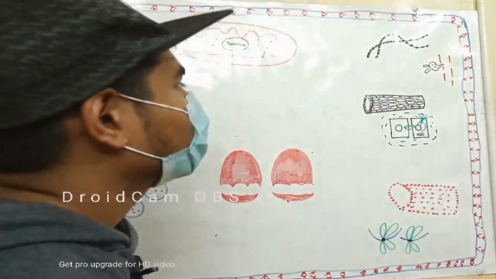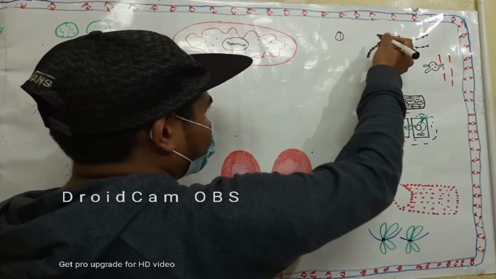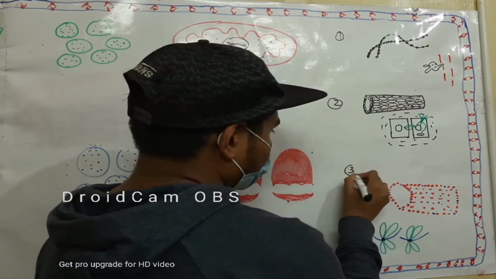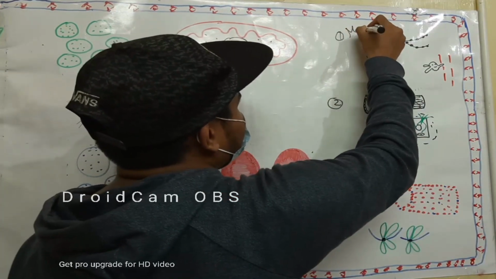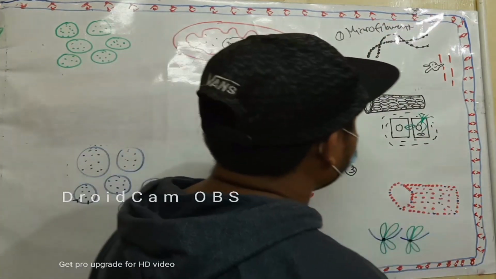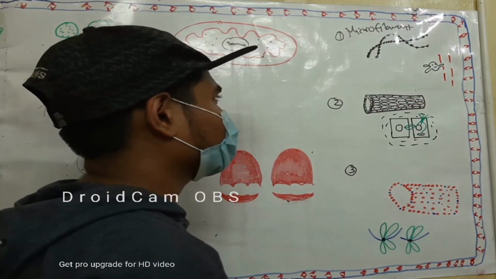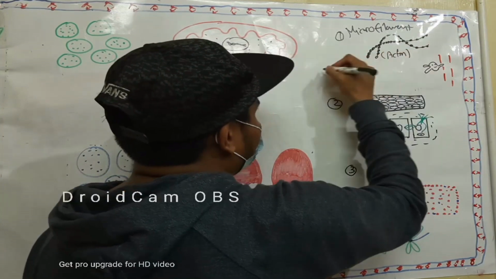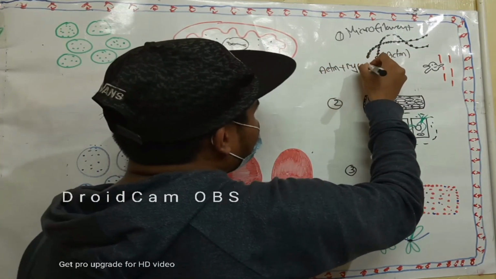Occurs in this mitochondria. Cytoskeleton includes the microfilaments, this is the intermediate filaments, and this is the microtubules. This is the microfilament. The microfilaments are mainly made of actin. When actin is combined with myosin, it is involved in muscle contraction.